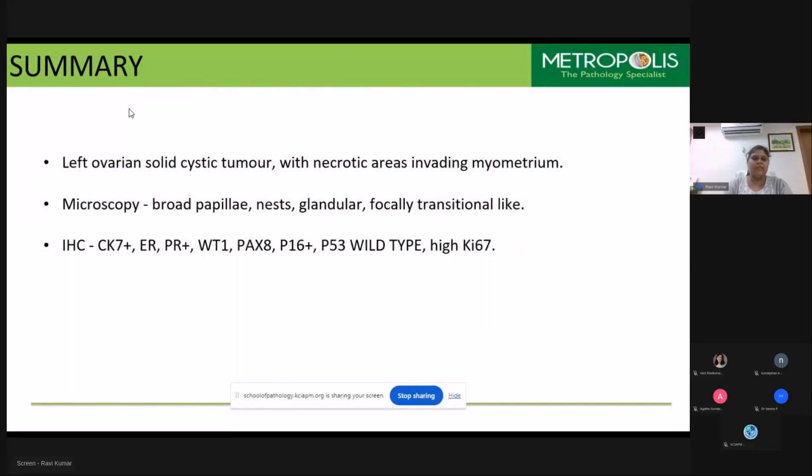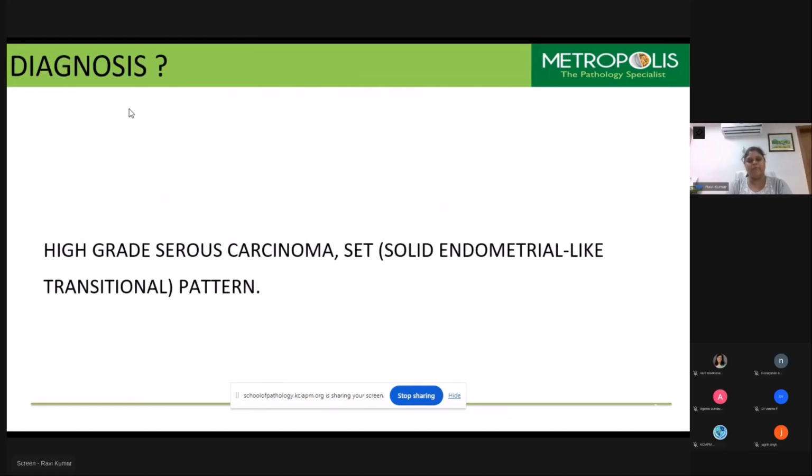So to summarize, this was a left ovarian solid cystic tumor with necrotic areas, and on microscopy, a variety of patterns in terms of papillae, nests, glandular, and a focally transitional-like pattern was also seen. On IHC, it was CK7 positive, ER and PR positive, WT1, PAX8, and P16 positive. P53, however, was wild type, and it had a high Ki67. So our final diagnosis we gave as high-grade serous carcinoma of SET pattern, that is solid, endometrioid-like, and transitional pattern.